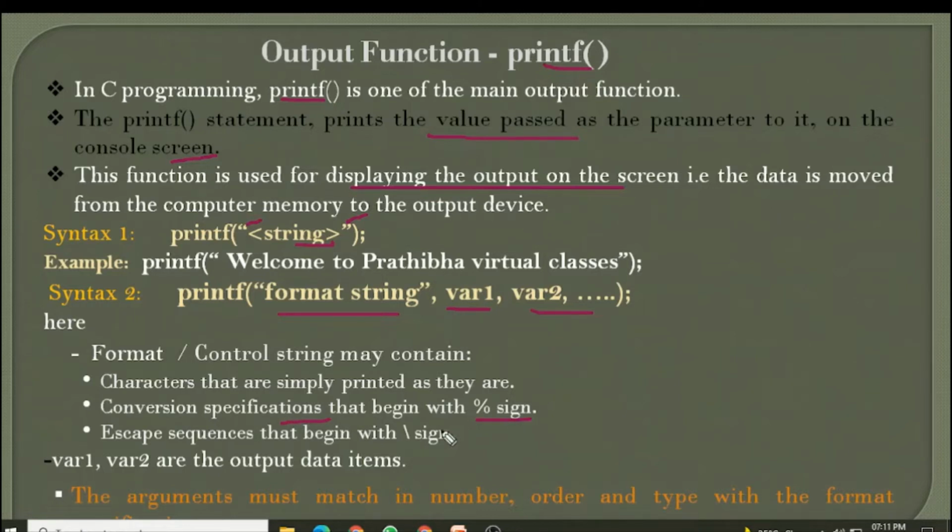In the last video we discussed format specifiers in C, which always start with the percent sign. And we can also use escape sequences, which start with the backslash sign, and which can be used to display the output in some different formats. And here var1, var2 are the output data items.